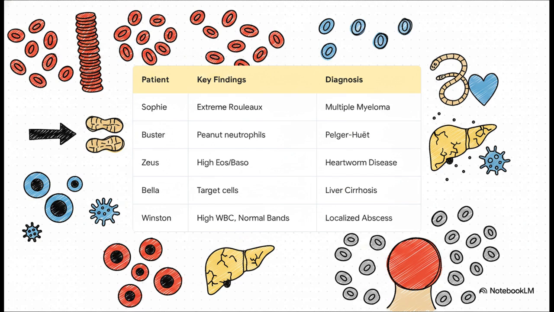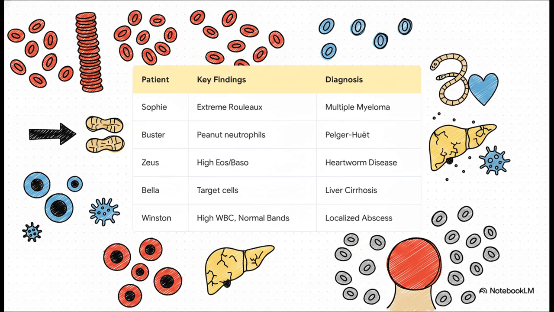Case 16, Sophie. She has non-regenerative anemia, extremely high total protein, and extreme rouleau formation, where the red blood cells stack up like little coins. That diagnoses multiple myeloma. Case 17, Buster, has a massive left shift flagged by the machine, but wait, he's perfectly healthy. The blood smear shows peanut-shaped neutrophils. This is actually the Pelger-Huet anomaly, which is just a totally benign failure of cell segmentation.